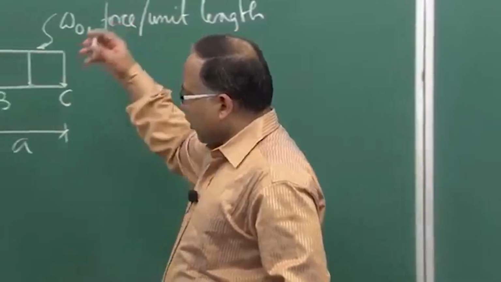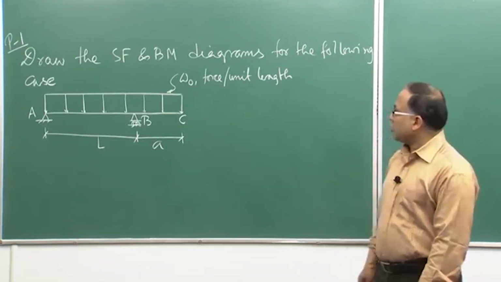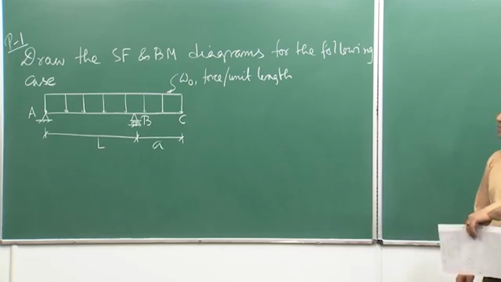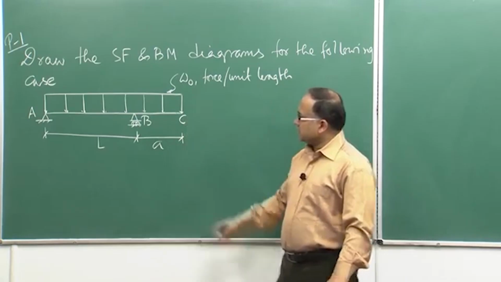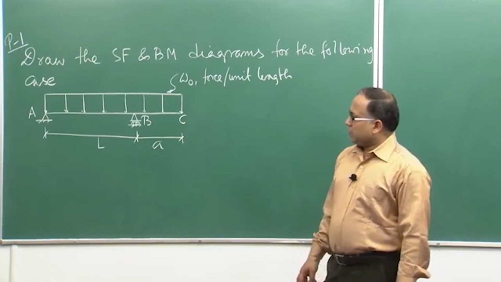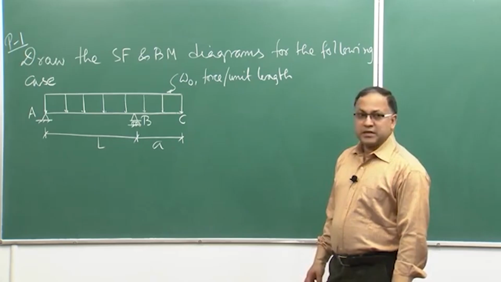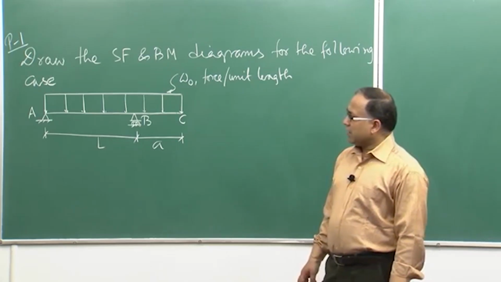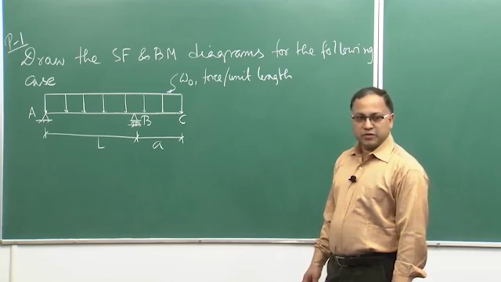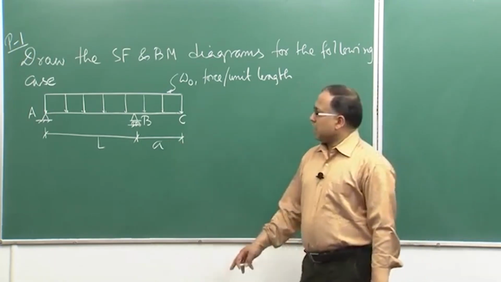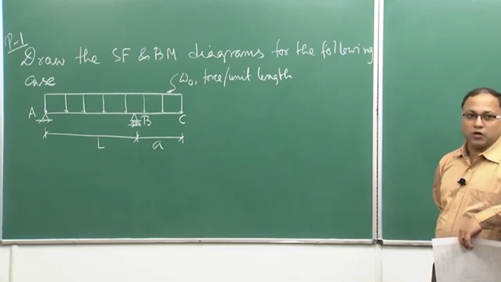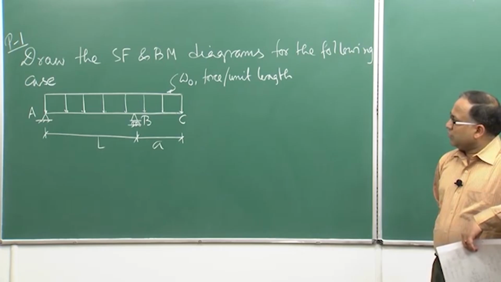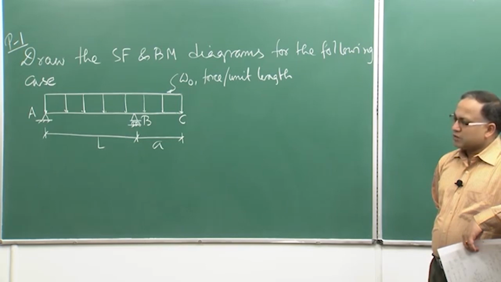Let us take the first problem today: draw the shear force and bending moment diagrams for the following case. This is the beam ABC, which has the overhanging part BC. It is simply supported at point A and point B, with overhanging part BC, under the action of the uniformly distributed load W naught. So now we need to find the shear force diagram and bending moment diagram for this particular beam.